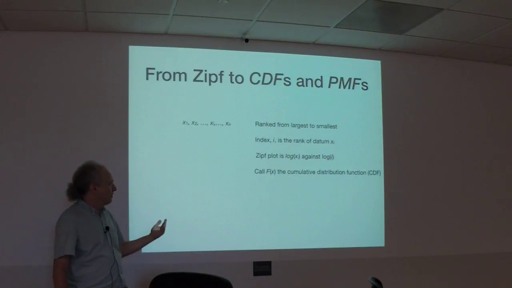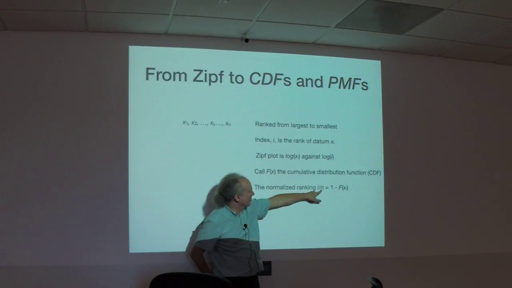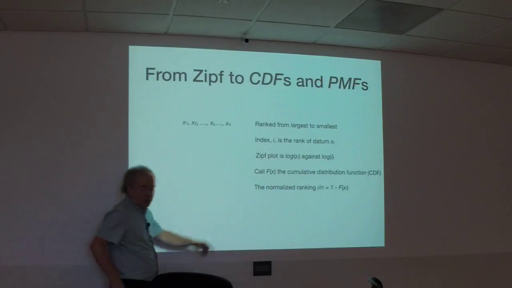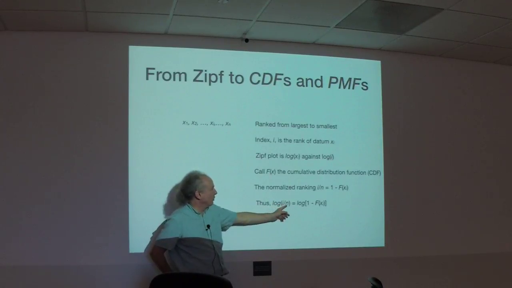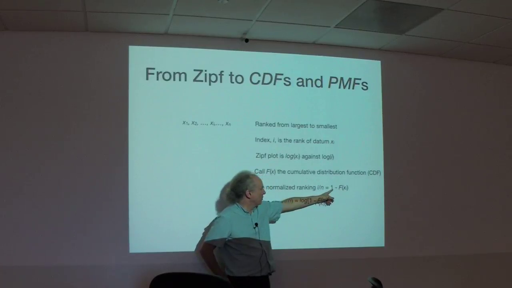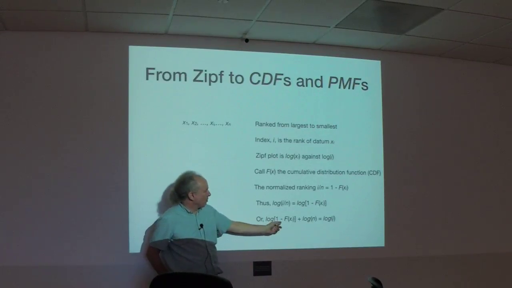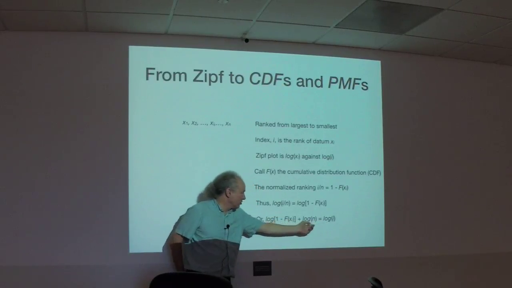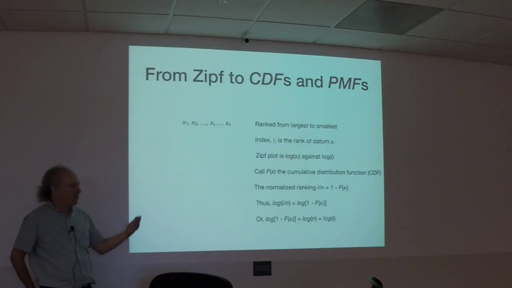If we call capital F(x) the cumulative distribution function, then a normalized ranking is the rank divided by n, the number of things to rank. This goes from 1 to 0 as we go through the ranking, whereas F goes from 0 to 1. So the log of the rank, suitably normalized, is basically the counter-cumulative distribution function, and n is just a constant. If you plot the counter-cumulative distribution function versus the log of the rank, you can get a straight line. This is what a Zipf plot is. So the Zipf plot is just a different way of doing a CDF. All right, and then from here you can also do the PMF.